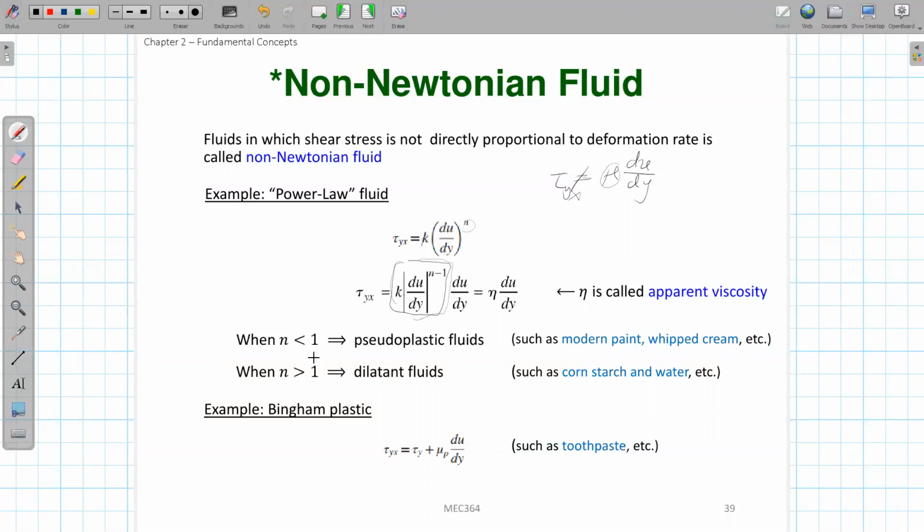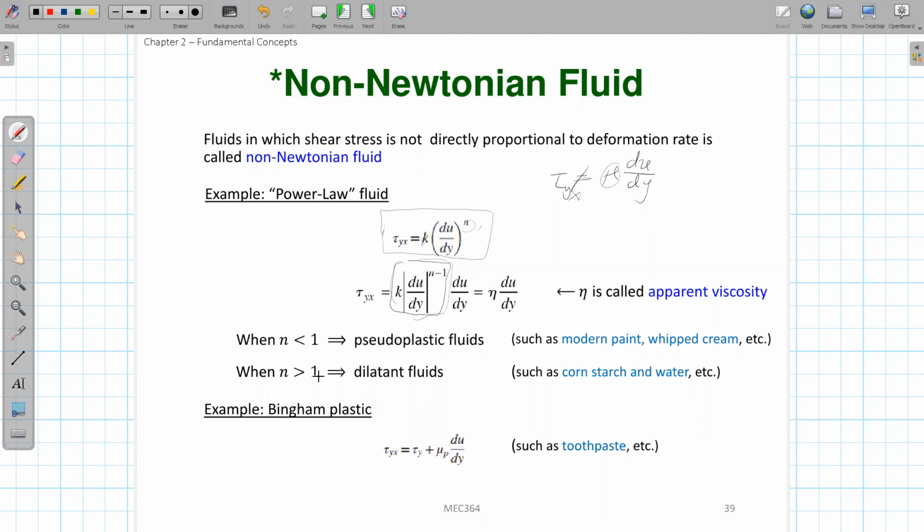Based on this power law exponent n, if n is smaller than 1, we call this a pseudoplastic fluid. Examples are modern paints, whipped cream, those kinds of things. They are not Newtonian fluids; they are so-called pseudoplastic fluids. If you want to calculate the viscosity, you have to use this kind of correlation: find the k value, find the n value, and you're able to calculate the tau.